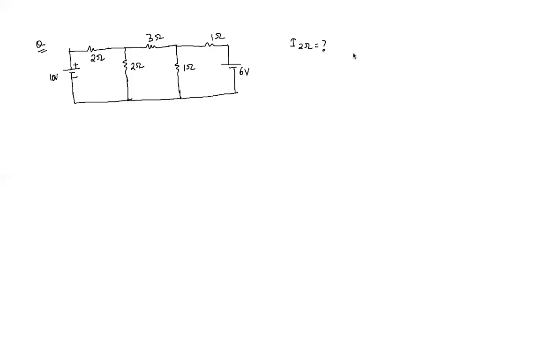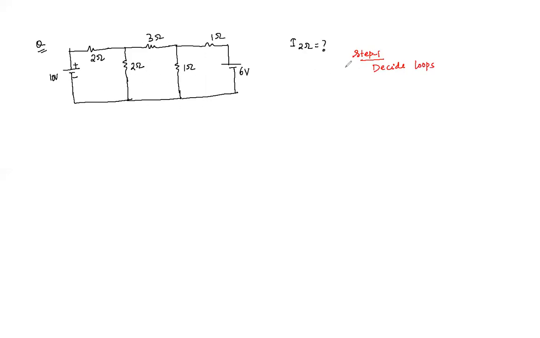Step 1 is to decide the loops. What is the meaning of a loop? A loop is that part of the circuit in which the current revolves inside or turns. I'm going to decide 3 loops over here: loop 1, loop 2 and loop 3.